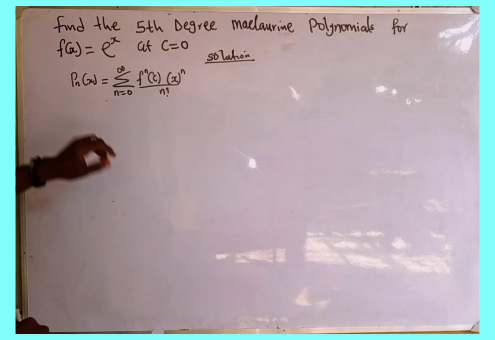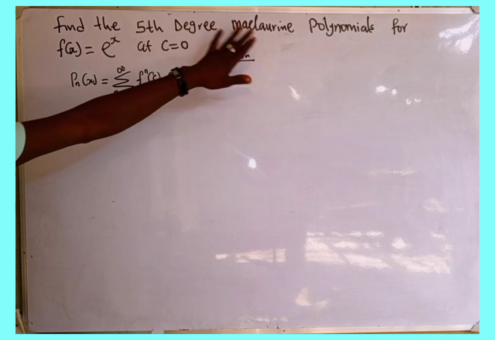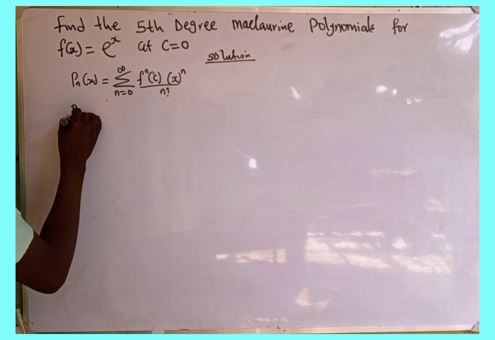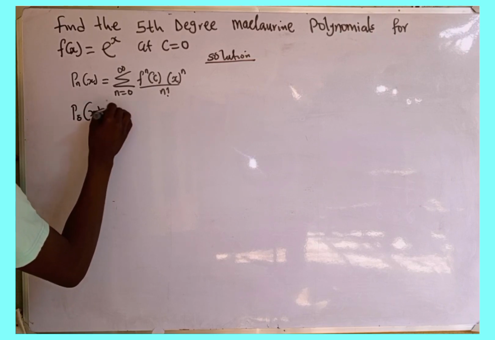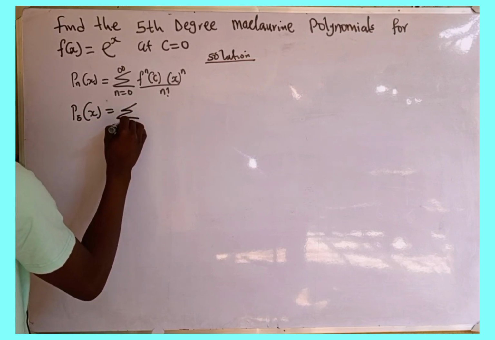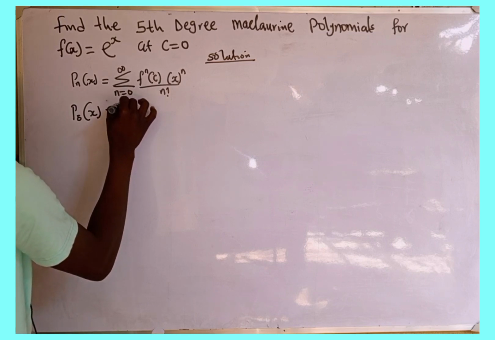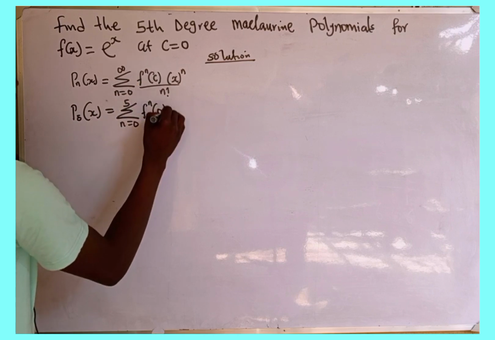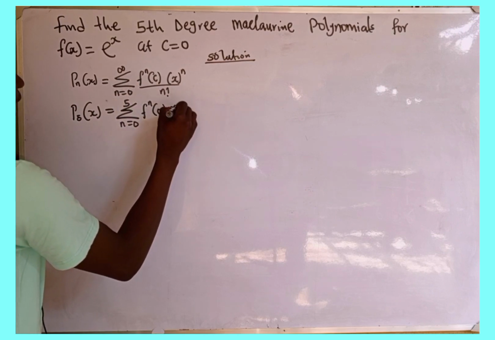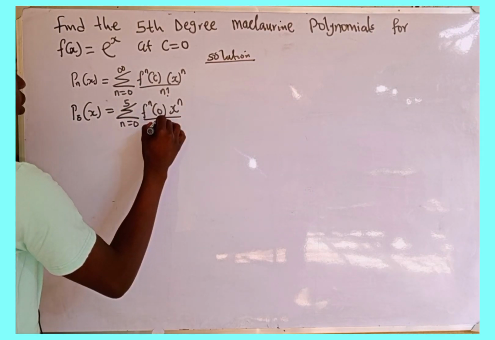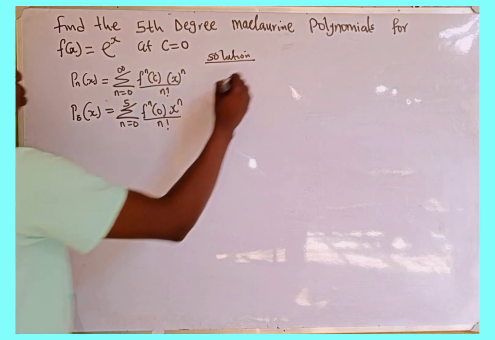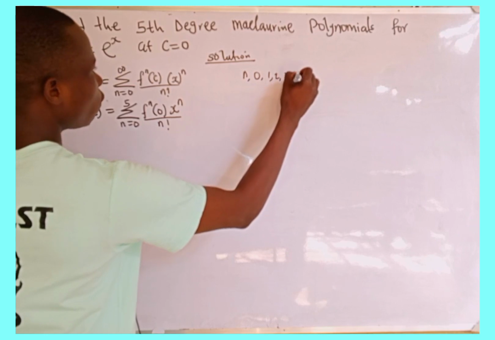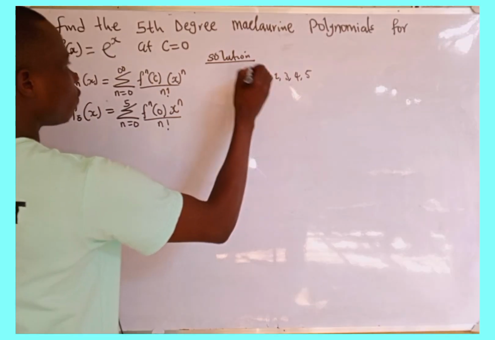In regards to this question, the question says the fifth degree polynomial at c equals 0. So we're going to have P sub 5 of x equals the summation as n ranges from 0 to 5 of f to the n-th derivative of 0, in place of c, multiplied by x raised to the power of n all over n factorial, where n ranges from 0, 1, 2, 3, 4, then the last one, which is 5.